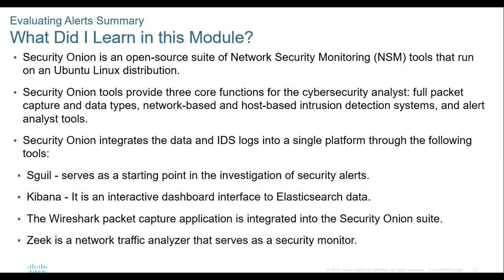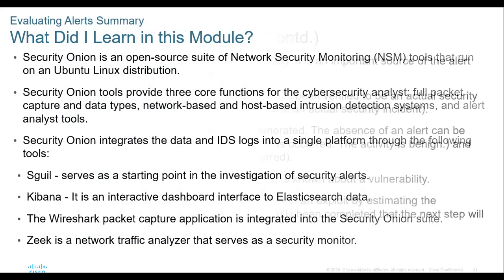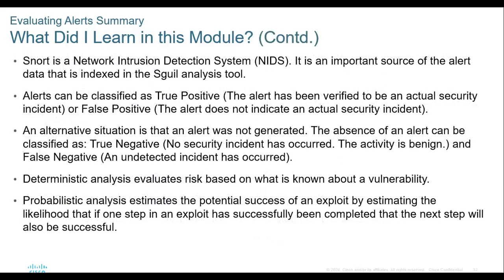Security Onion integrates the data and IDS logs into a single platform through the following tools. Sguil serves as a starting point in the investigation of security alerts. Kibana is an interactive dashboard interface to Elasticsearch data. The Wireshark packet capture application is integrated into the Security Onion suite. Zeek is a network traffic analyzer that serves as a security monitor. Snort, a network intrusion detection system (NIDS), is an important source of alerts that are indexed in the Sguil analysis tool.